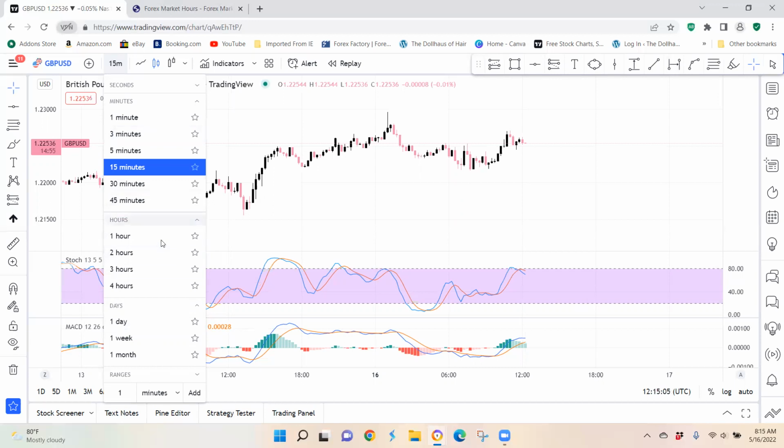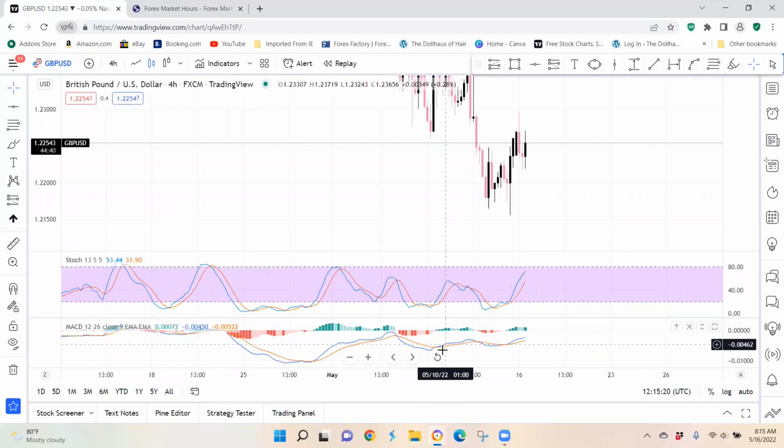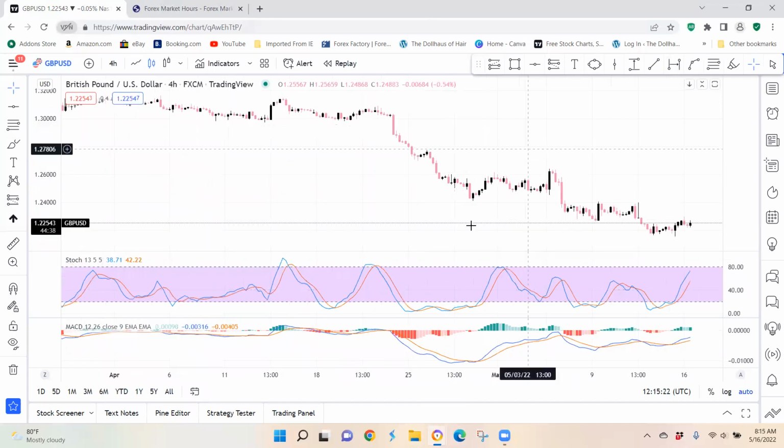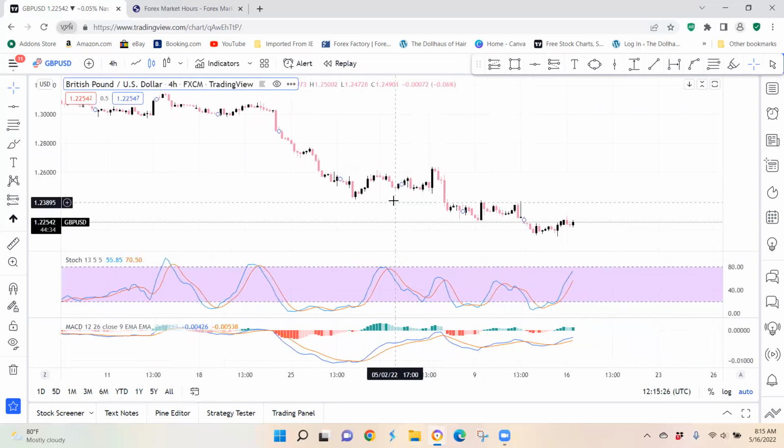I used to swing trade. I still do swing trade. I just haven't taken a swing trade in like a couple months. So yeah, I have like two styles of trading, I guess you could say. But I'm gonna go to the 4-hour time frame. I'm gonna reset my chart just to make sure it's in the view I need it to be so we can see stuff.